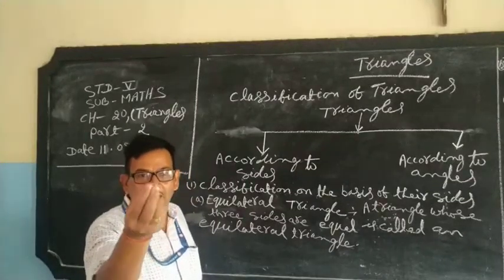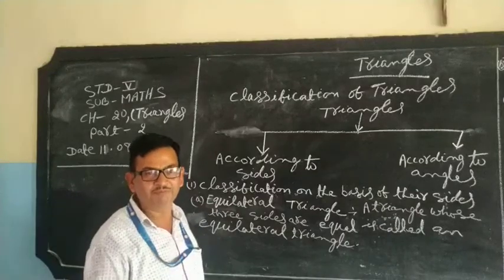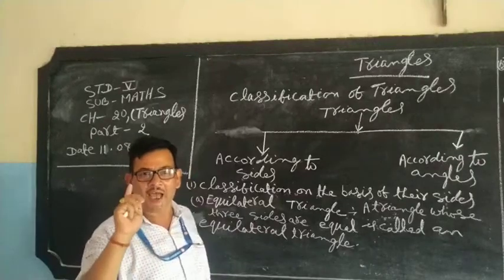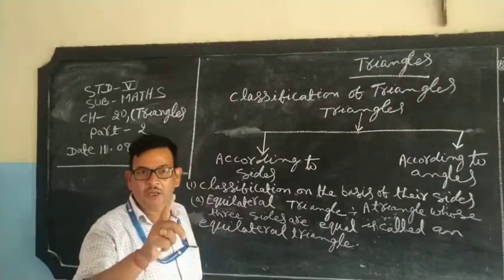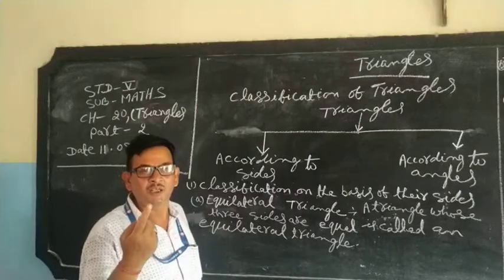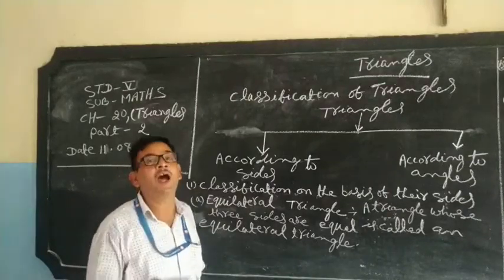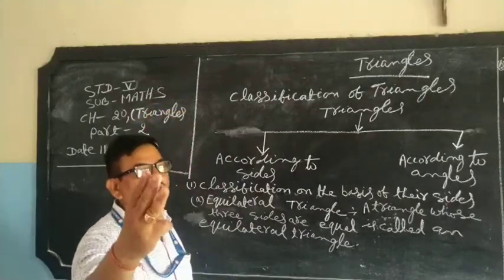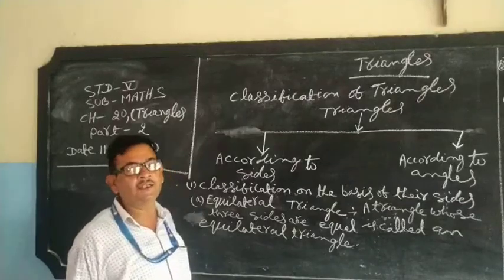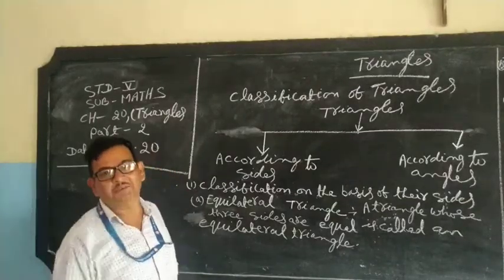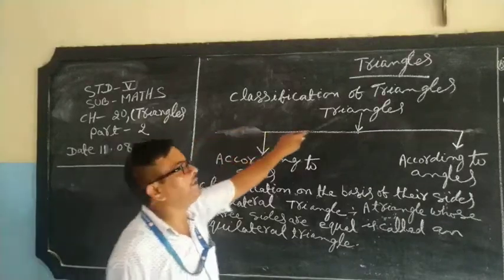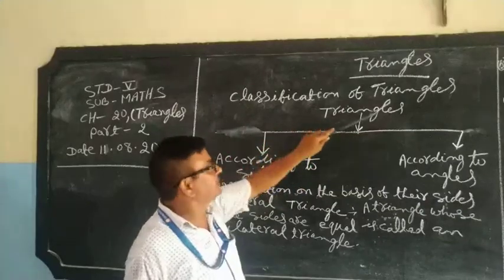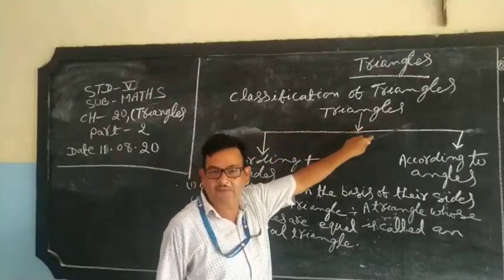What is a triangle? A triangle is a closed figure bounded by three line segments. Tri means three and angle means there are three sides and three angles. How many angles are there? Three angles. And the sum of three angles in a triangle is 180 degrees. Now today I am going to discuss the classification of the triangles.